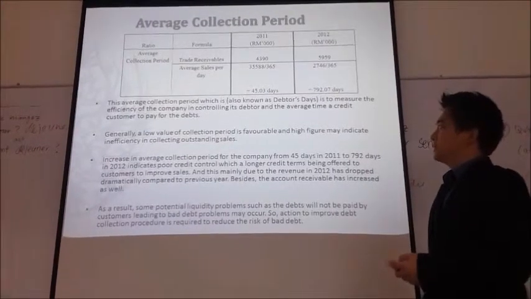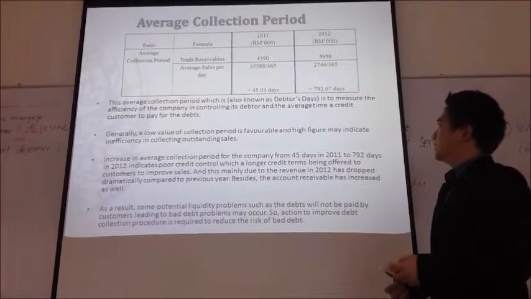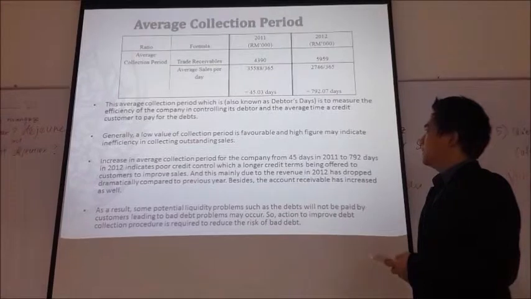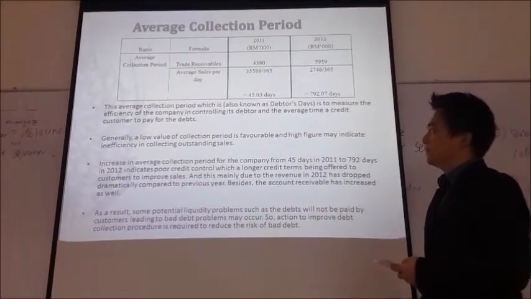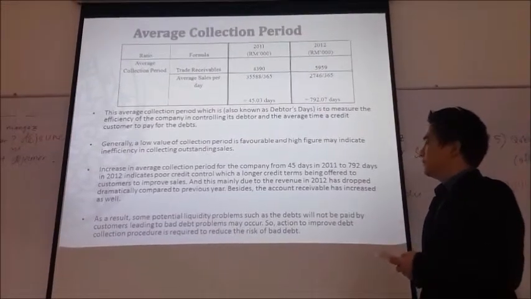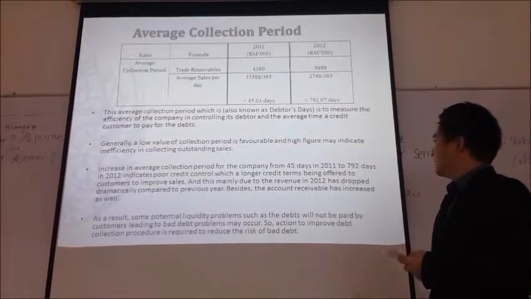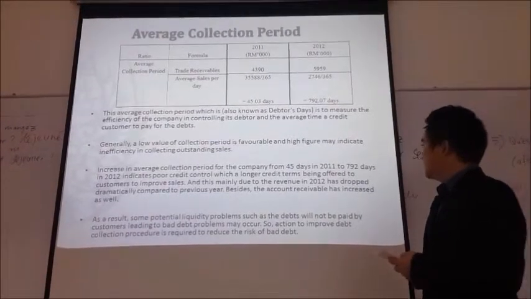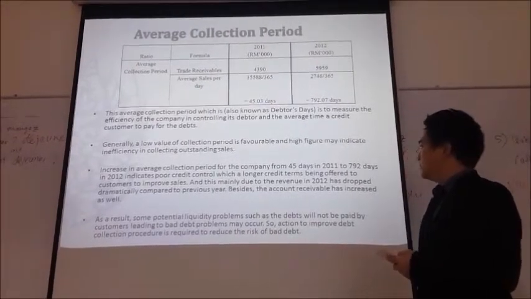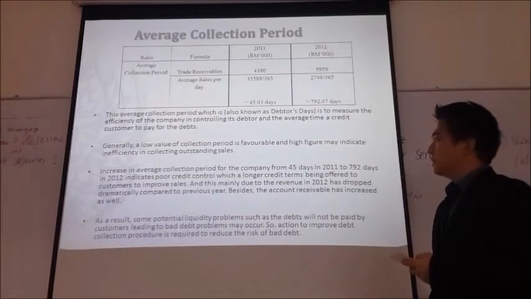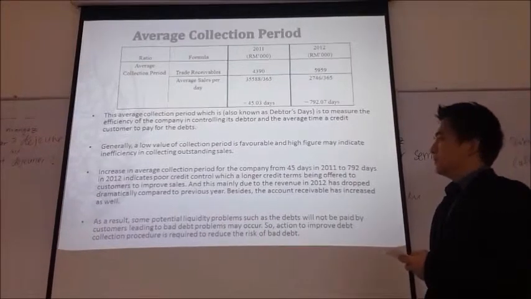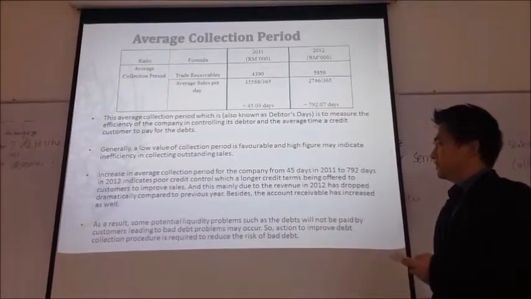The average collection period, which is also known as debtor's days, measures the efficiency of the company in controlling its debtors and the average time a credit customer takes to pay its debts. The increase in average collection period for the company from 45 days in 2011 to 792 days in 2012 indicates poor credit control, with longer credit terms being offered to customers to improve sales. This is mainly due to the revenue in 2012 having dropped dramatically compared to the previous year.